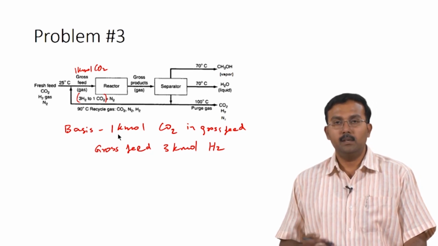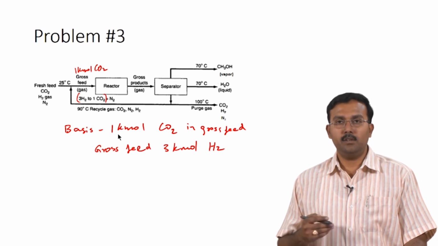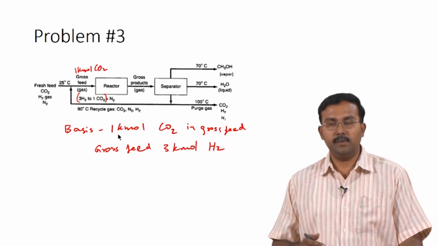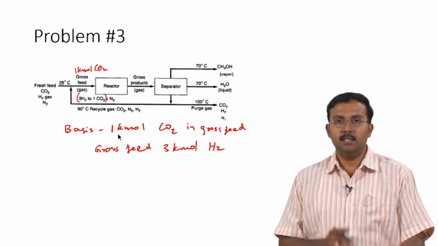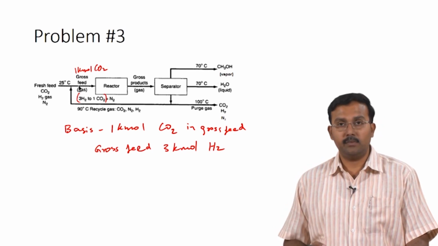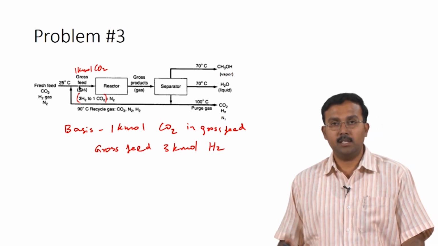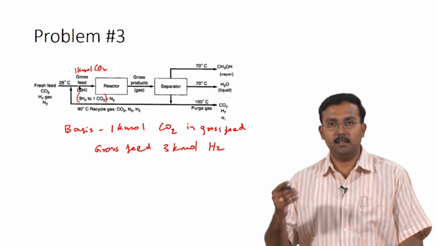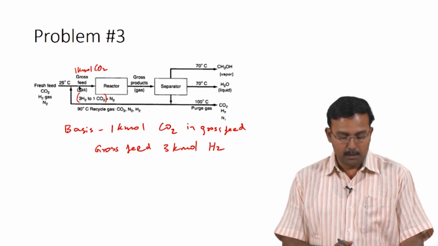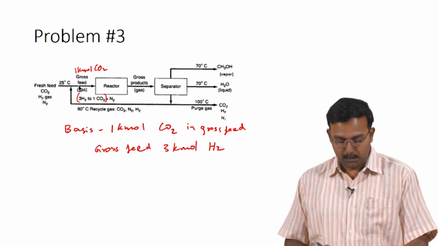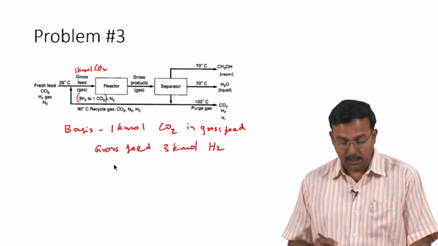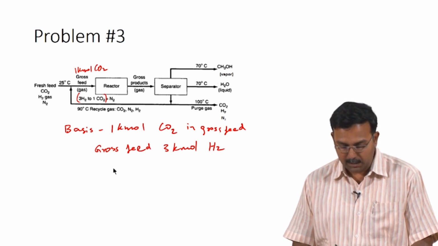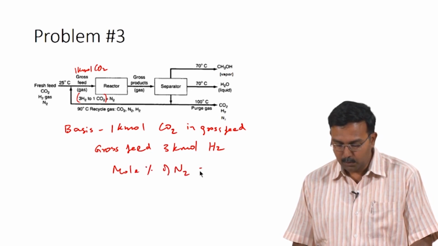How would we do that? We have been told that the concentration of nitrogen in the gross feed cannot exceed 2%. So, we will use 2% as the concentration of nitrogen in the gross feed, and using that concentration, assuming that it is at the maximum threshold given, we will be able to identify how much nitrogen is present. So, if we assume the nitrogen mole percentage is 2%, so mole percent of nitrogen is equal to 2%.